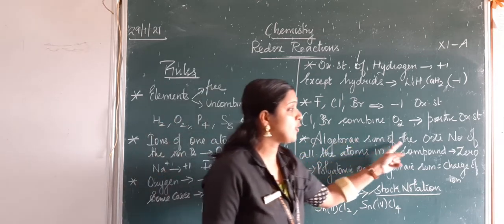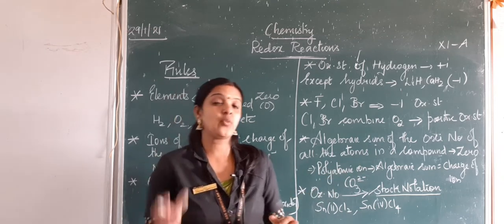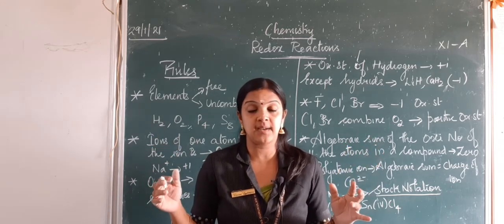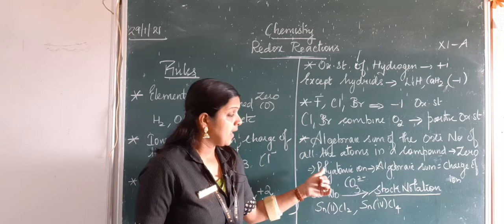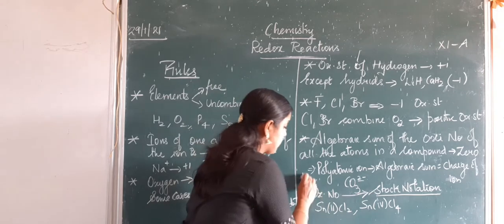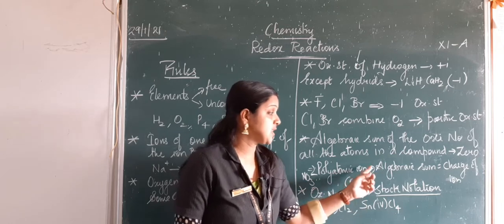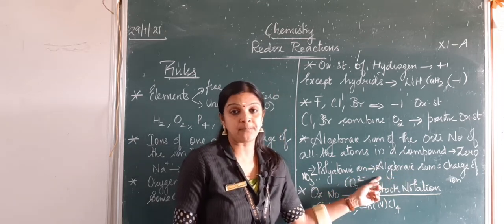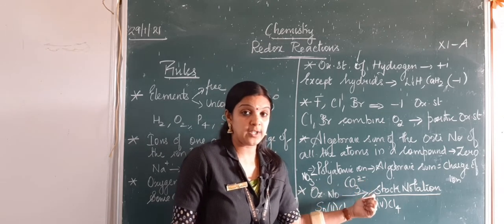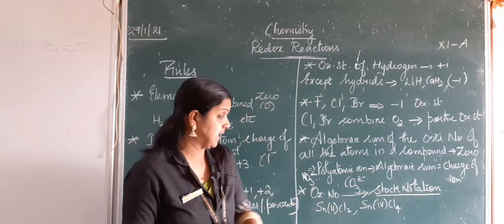The algebraic sum of the oxidation numbers of all the atoms in a compound should be 0. So, when I add all the oxidation states of all the atoms in a compound, it should be equal to 0. But when I consider a polyatomic ion, like carbonate or nitrate, NO3-, where a charge is written on top of the ion, the algebraic sum is not equal to 0. Instead, it will be equal to the charge of this polyatomic ion.